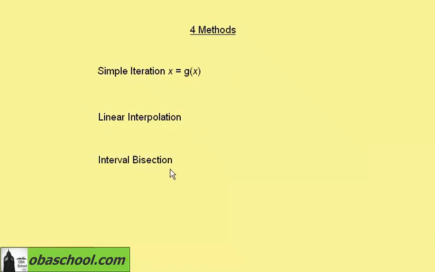In most A-level courses, there are 4 methods of solving the equation f of x equals 0 using a numerical technique. Simple iteration, the x equals g of x method, linear interpolation, interval bisection, and the Newton-Raphson method. Let's begin by looking at simple iteration, the x equals g of x technique.